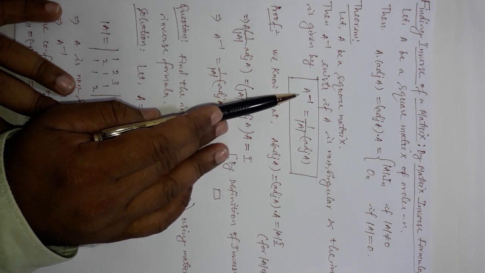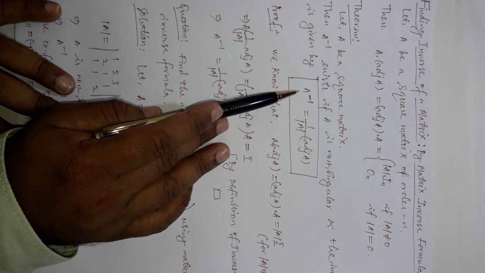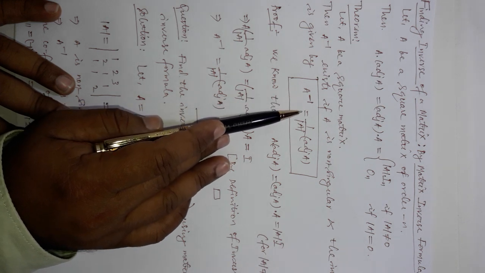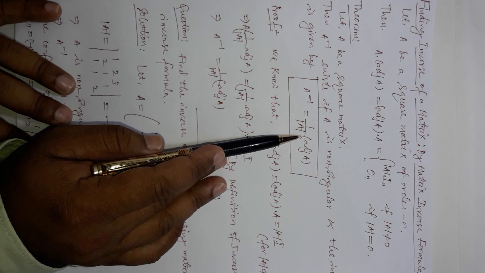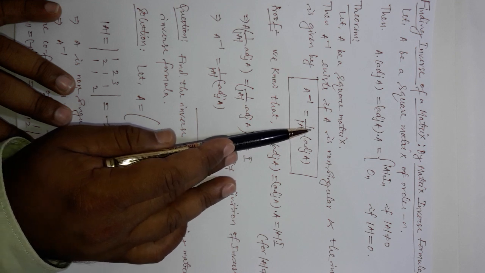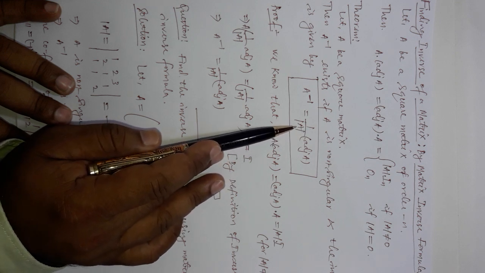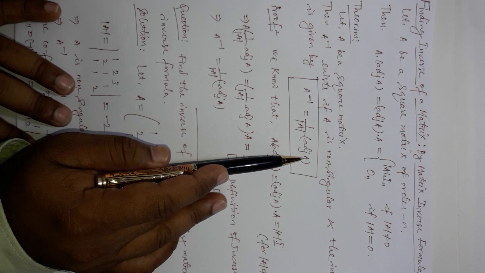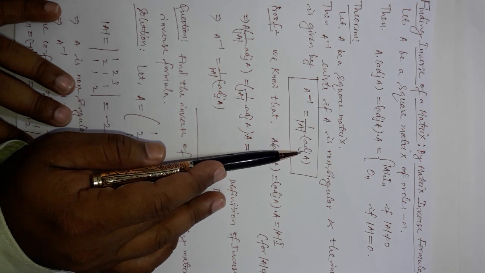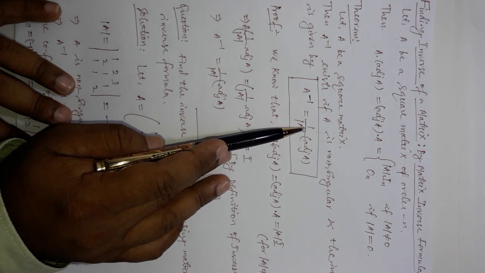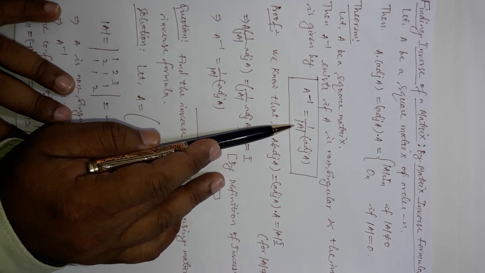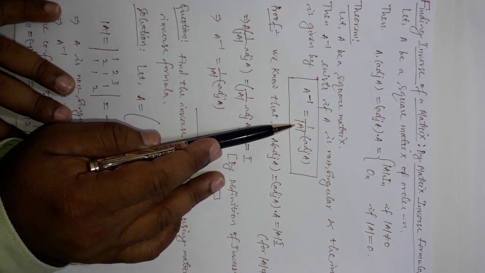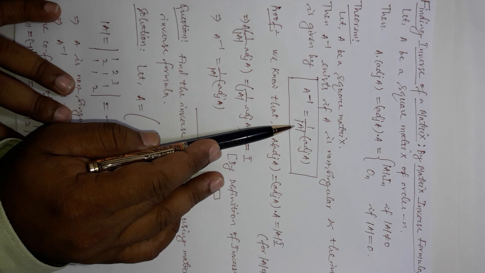So, friends, the formula of getting the inverse of a square matrix is very simple. You have to just multiply the reciprocal of the determinant of the matrix with its adjoint matrix. Simple. You have to find out the adjoint of the matrix and with that we have to multiply the reciprocal of the determinant of the matrix.